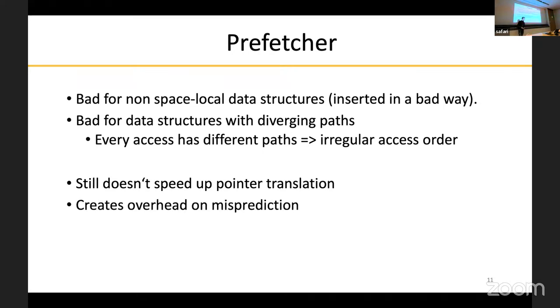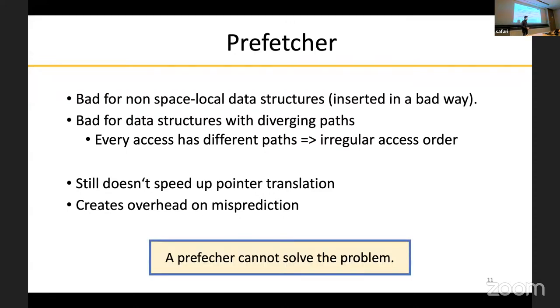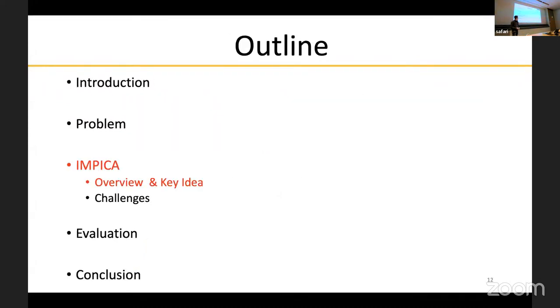And the prefetcher will create an overhead on every missed prediction, so we can't aggressively predict the next addresses, because especially in modern hardware, data movement is a huge bottleneck. So a prefetcher cannot solve the problem we are trying to solve.